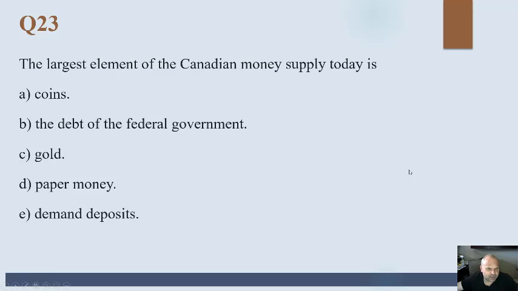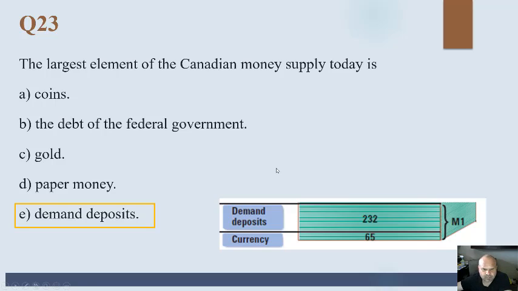What would you say the largest element of the Canadian money supply is today? Okay, so the correct answer here is E. It would be demand deposits. So typically we think of the money supply as demand deposits and currency in circulation, so the paper notes and coins. And we know that the amount of demand deposits is much larger than the paper notes and coin. If you remember from our lecture notes, the difference for a particular year not that long ago was something like this, and these are in billions of dollars. So the demand deposits are much larger.